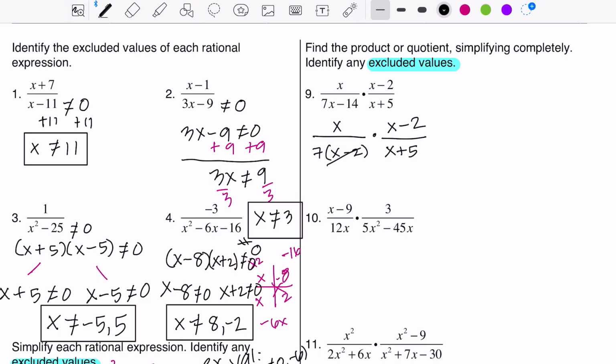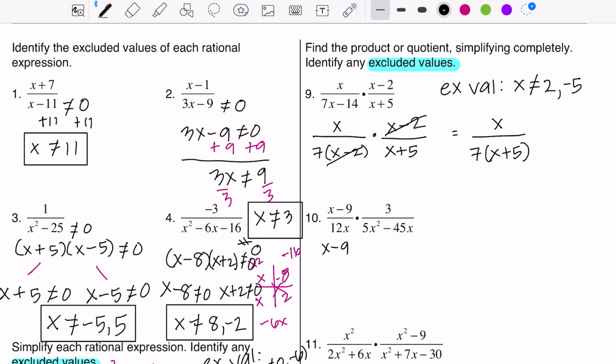And then the x minus 2's are going to cancel, but just to make sure that you get your excluded values in there, x cannot equal 2, even though it got canceled, and negative 5. And then our answer for this one is just x over 7 times the quantity x plus 5. This is all you're going to keep doing, is looking for those factors that can cancel.